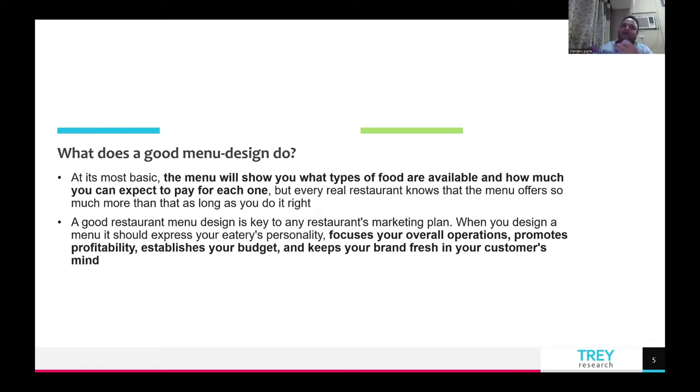Do not consider your menu just as a listing of your products, but make it a part of your marketing scheme or a marketing plan that you have. That's the whole idea of the right menu design. Moving ahead.